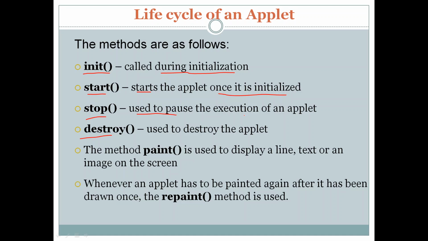There is one more important method, that is the paint method. The paint method is used to display a line, text or an image on the screen. So paint can be used to display some text, images or other objects on the screen. And whenever an applet has to be painted again, once the paint method has been executed, the method repaint can be used. Repaint simply means paint again, so it will call the paint method again.